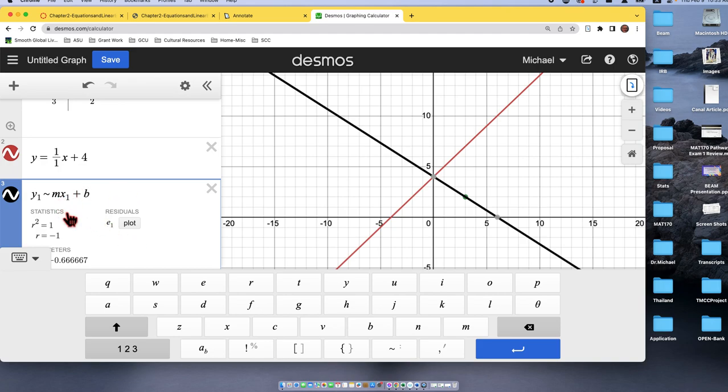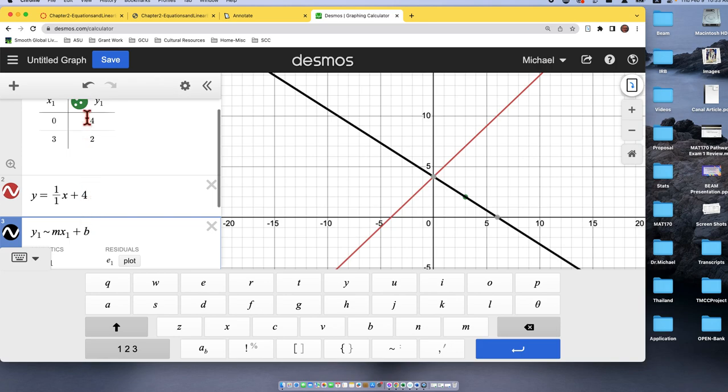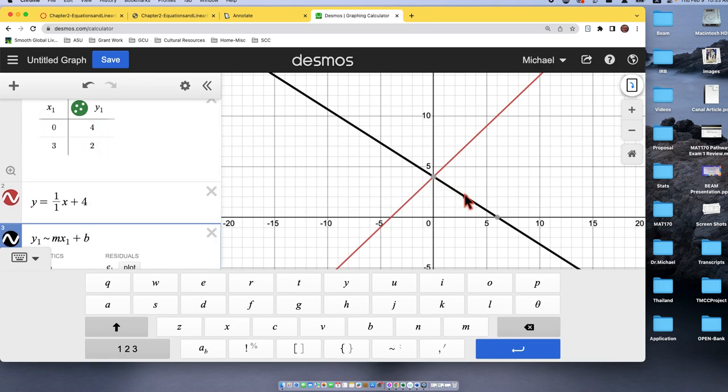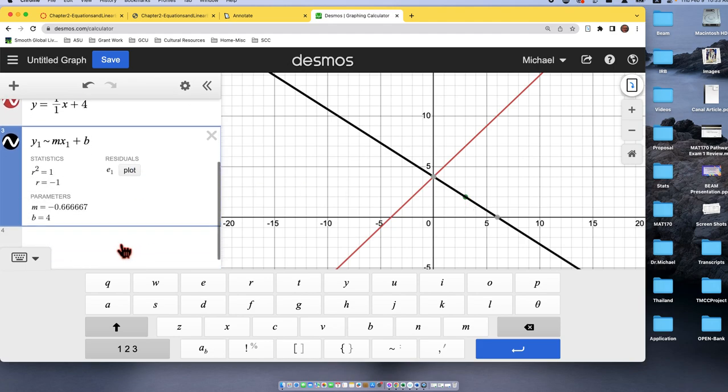What it did for us though, since I referenced y1 and x1, I got my table up here, it knows what points I'm talking about, it drew the line for me. Not only did it draw the line, what did it do for us? It gave us the answer to what's the linear equation, really. It's got the M, it tells us that M is negative 0.66666, which we just, and notice I didn't do this. You chose the 2, didn't you? Mm-hmm. What is 0.6666? Two-thirds. So Y is going up by 2, X is going over by 3.